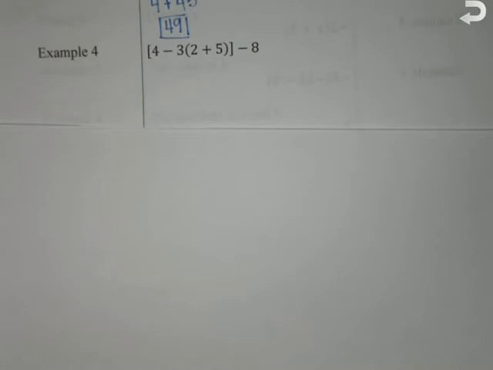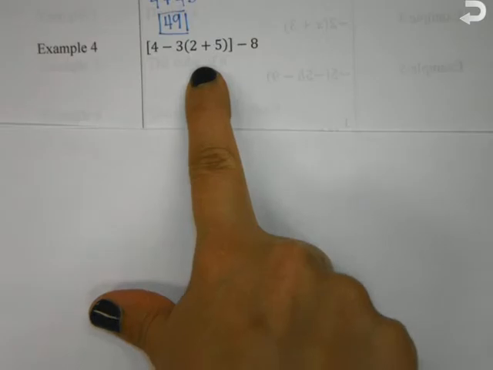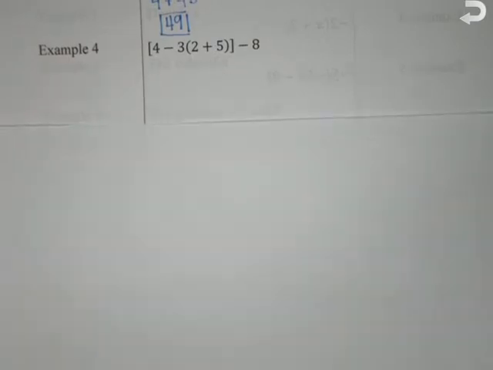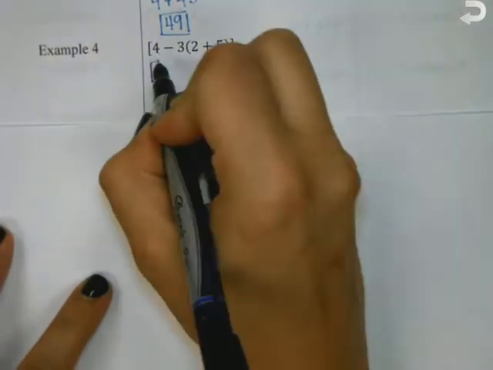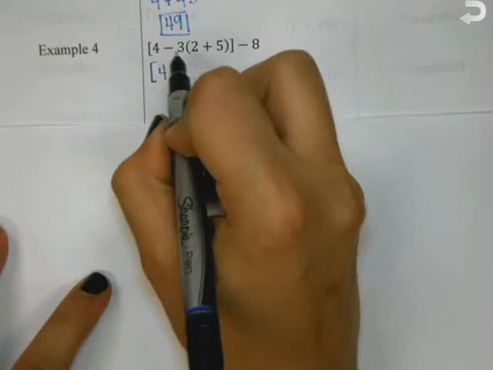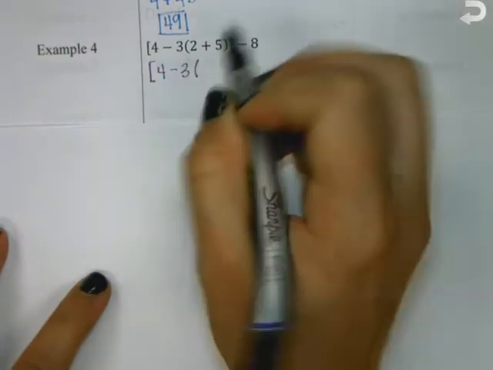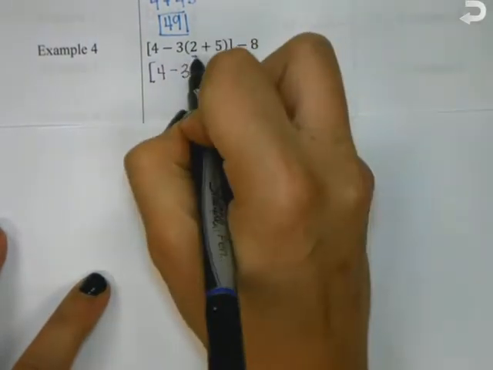So parentheses first. So that's going to be 2 plus 5. So what we do with the stuff we don't use is we just rewrite it for right now. So I'm going to rewrite the brackets. I'm not going to use that 4 yet. I'm not going to use that minus 3 yet. But I am going to do the 2 plus 5 part. What's 2 plus 5, guys? 7. Good, 7. Put the brackets in, and we haven't used the minus 8.